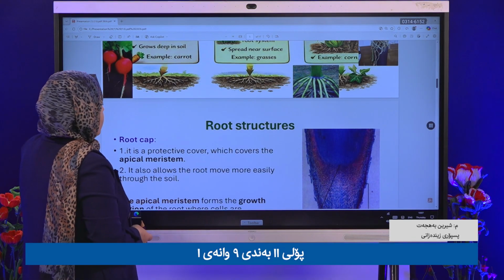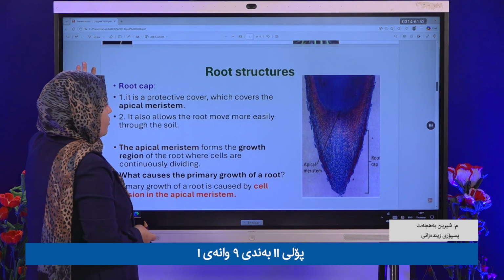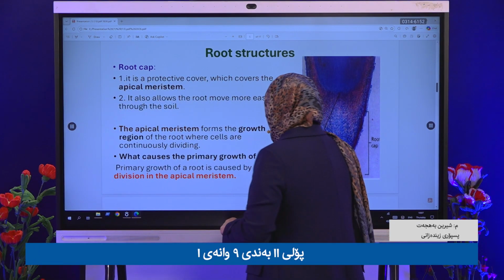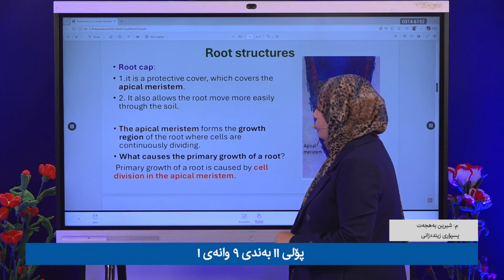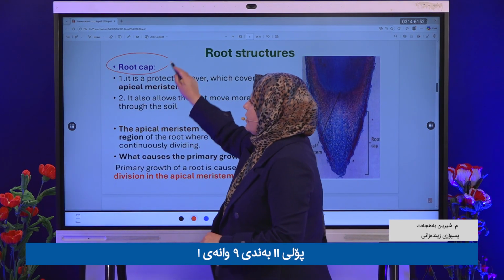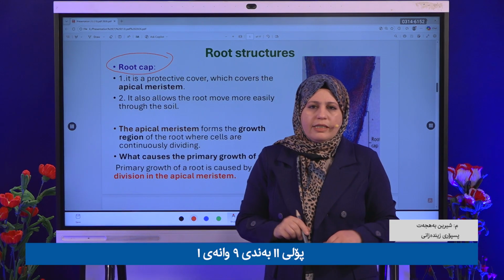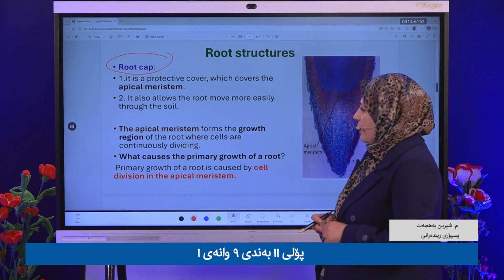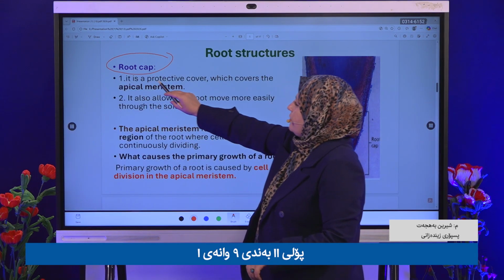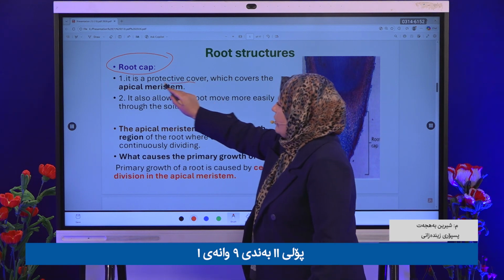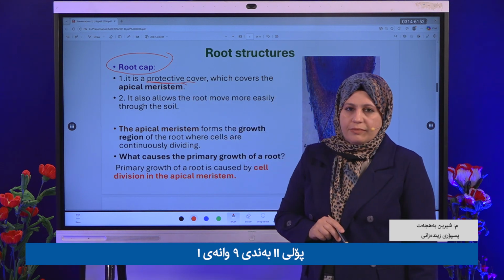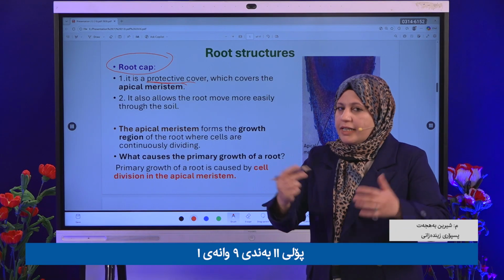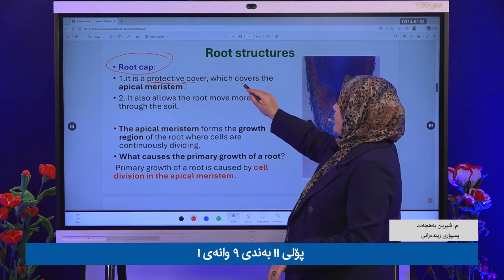Let's go to root structure. Root structure is very important. The first part of root structure is the root cap. Do roots have a cap? Yes, they have a cap. What is its role? It's a protective cover. It covers what?